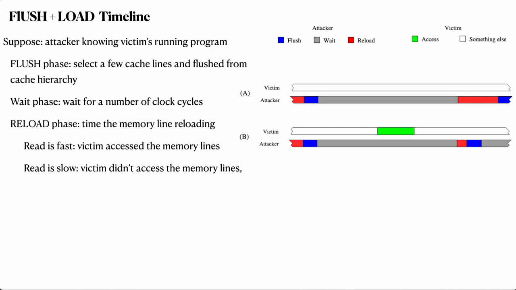If the reload is slow, that means the victim didn't access the lines, so the lines need to be brought from memory. And the attacker can repeat the process until locating the cache lines that the victim is actually using. Figure A here shows that if the victim didn't access it, it will take longer for the attacker to reload it. Figure B shows, in contrast, that with the victim accessing the cache, the line will be brought into the cache, and the loading time for the attacker will be shorter.